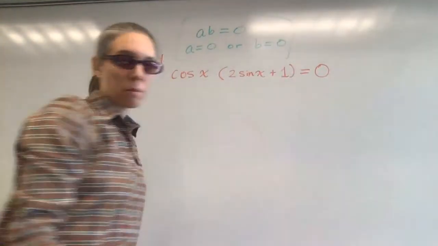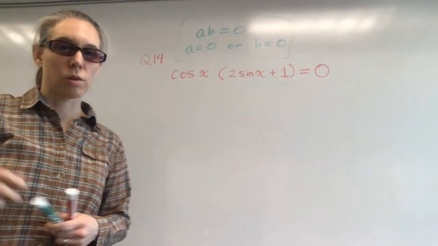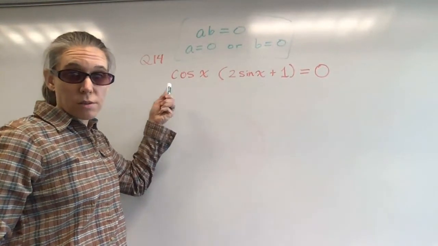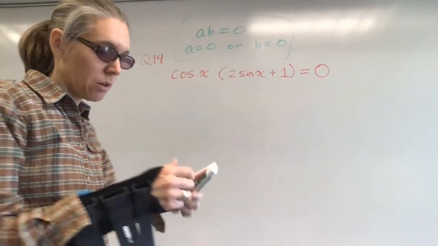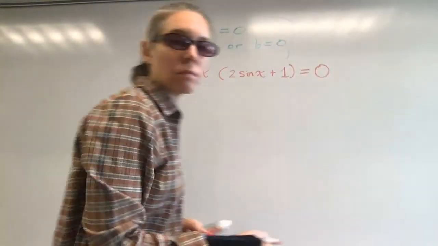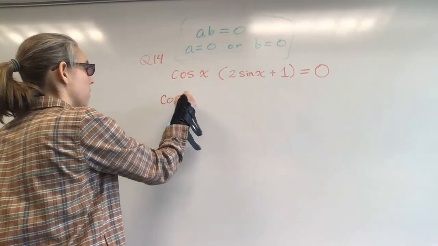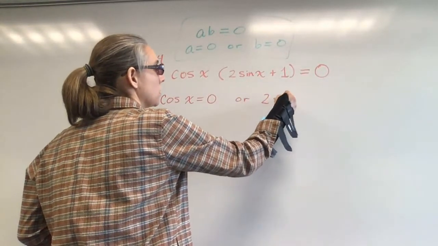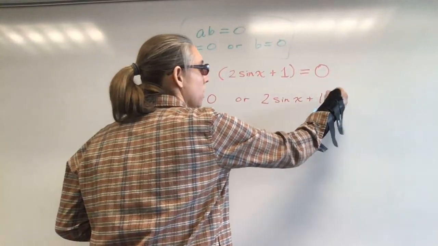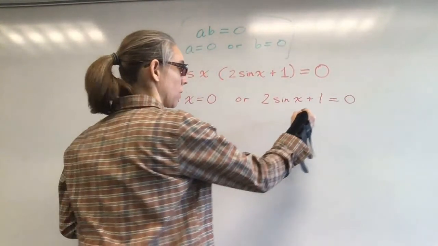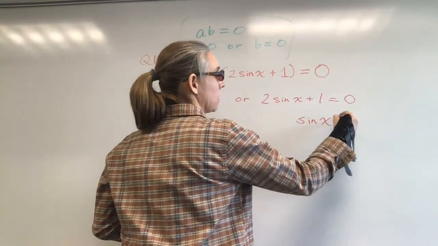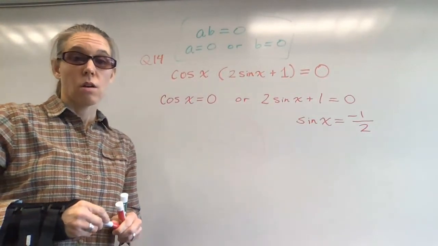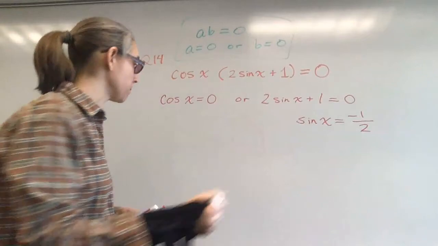That's your zero factor property from algebra, and we use that when we're solving quadratics, right? So if the quadratic factors, what we want to do is take each of these two factors and set them equal to 0. So we would have that the cosine of x is equal to 0, or 2 sine x plus 1 equals 0, and then you can further rewrite this one as the sine of x is equal to negative 1 over 2.